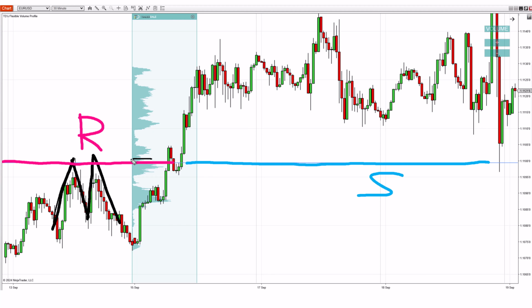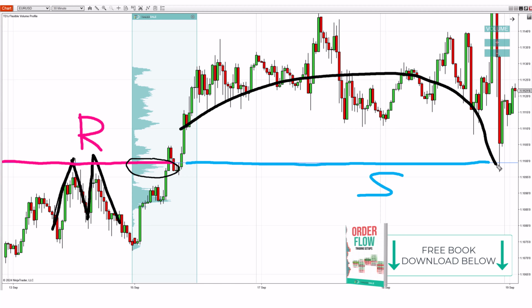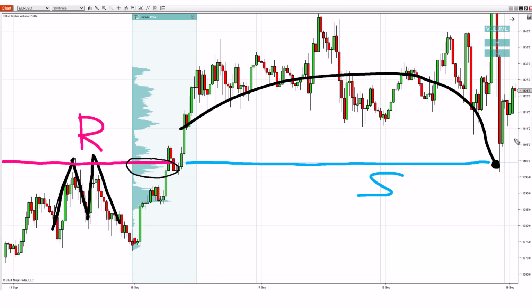We have that heavy volume cluster here, somewhere around the place where there was that resistance, and then you just wait for a pullback. So you wait. It doesn't really matter if it's a couple of days. Markets have very good memory, so you just wait and then you go long from there.